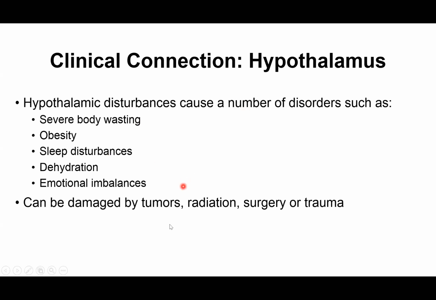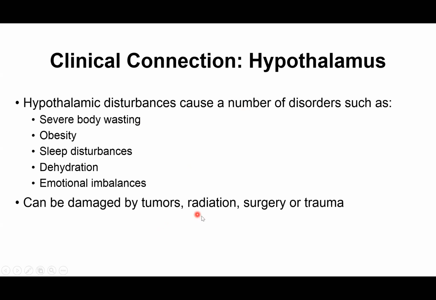And in terms of the hypothalamus, how can you actually damage it? It can be damaged in a lot of different ways, but some of the more common ways would be things like if you had a brain tumor pressing on the hypothalamus or infiltrating the hypothalamus.